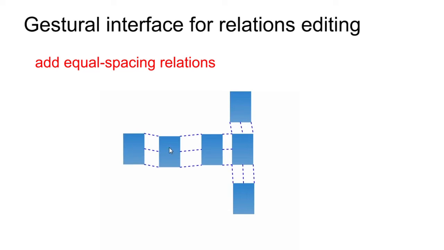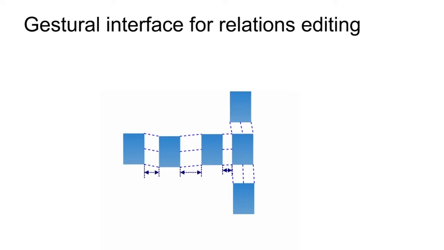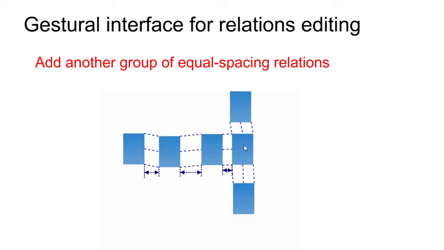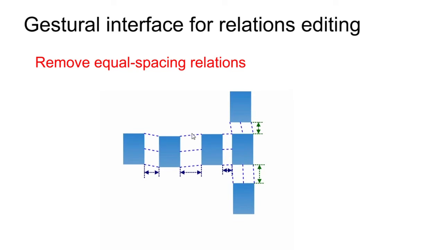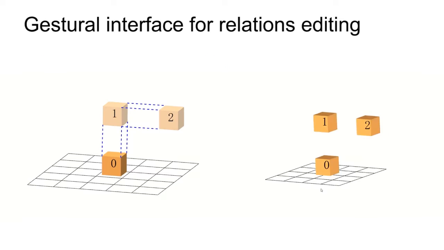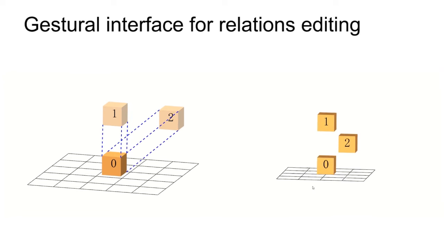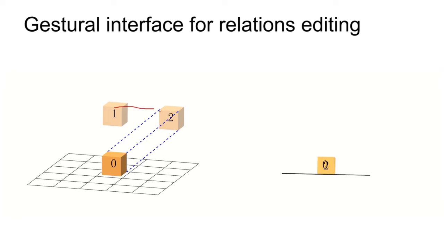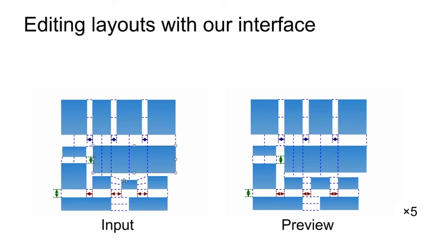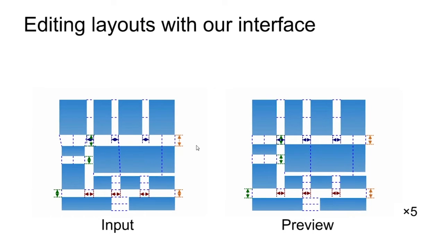The user can also specify the equal spacing relations by strokes. After finishing an equal spacing group, the user needs to stop an adding session by clicking a button. Then the user can move on to another equal spacing group. To remove the equal spacing relations, the user needs to cut the visualized equal spacing relation lines by strokes. The gestural interface is also applicable for 3D layout editing. These examples show how to edit 2D and 3D layouts with our interface.